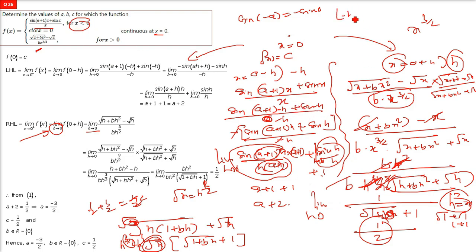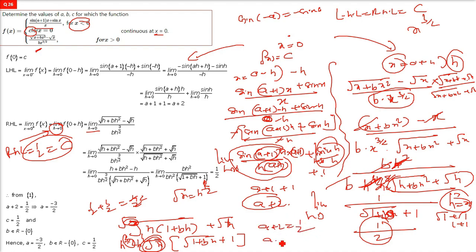Now left hand limit has to be equal to right hand limit. What was left hand limit? Remember a plus 2, we just did the left hand part. The right hand limit is half. So RHL and the LHL have to be equated. One is a plus 2, one is half. So a plus 2 equals half. So a is equal to half minus 2. That is going to be 1 minus 4 by 2, and that is going to be minus 3 by 2. Now we have got the value of a. A is minus 3 by 2.